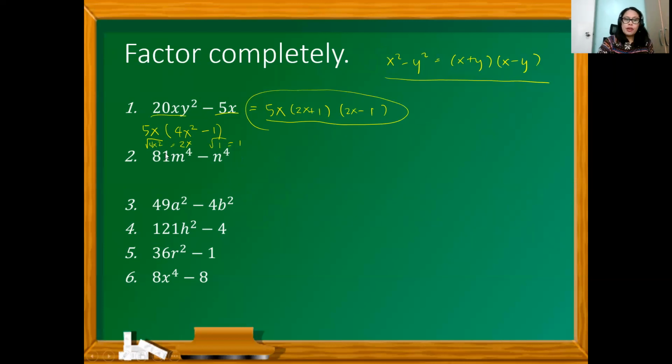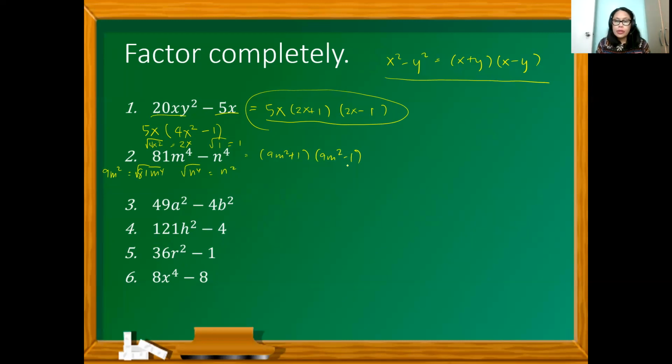Now, both terms here are perfect square expressions. So we have to work on the square root of 81m to the fourth, and then the square root of n to the fourth. We know that the square root of 81m to the fourth is 9m squared, while the square root of n to the fourth is n squared. So we have here 9m squared plus 1, and then 9m squared minus 1.